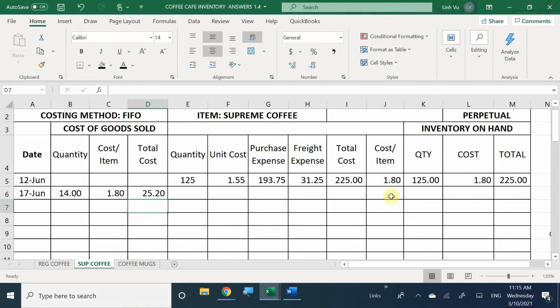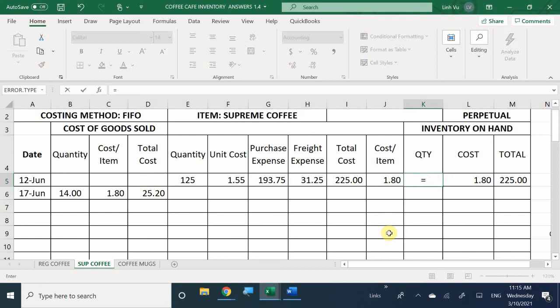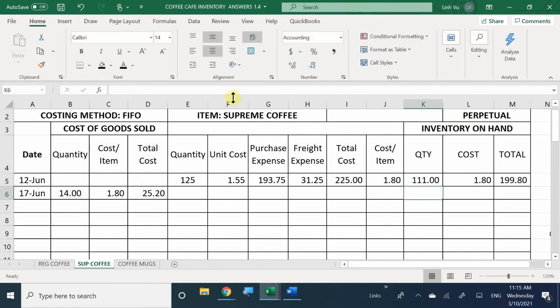So again, in this case I'm dealing with FIFO. I only have one batch, and what you can do here is remember we entered the formula in the cost area because we are going to be changing the quantity. So I'm going to go straight ahead and do 125, subtract this 14 pounds to leave me with a remainder of 111, and it's going to automatically calculate for me that I should have $199.80 in my inventory.